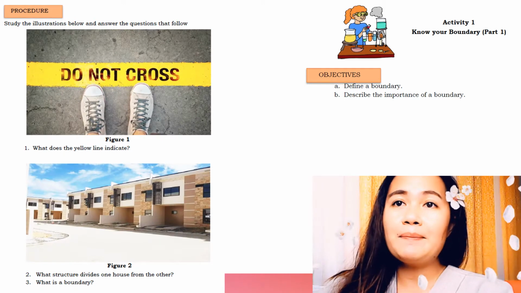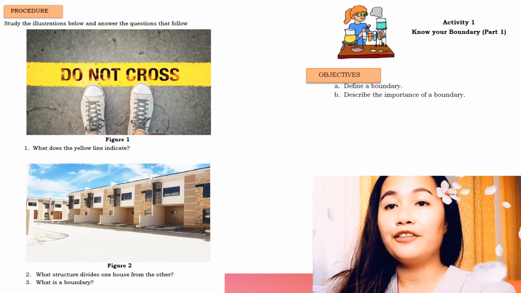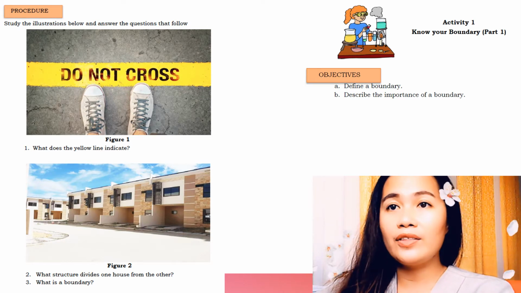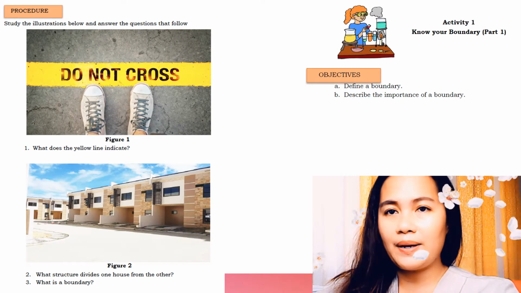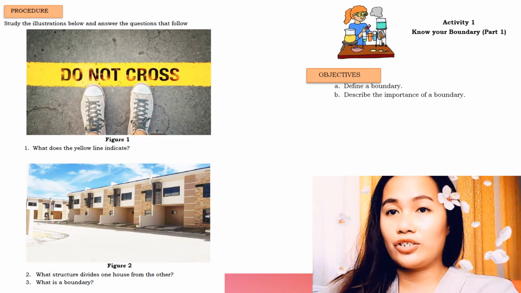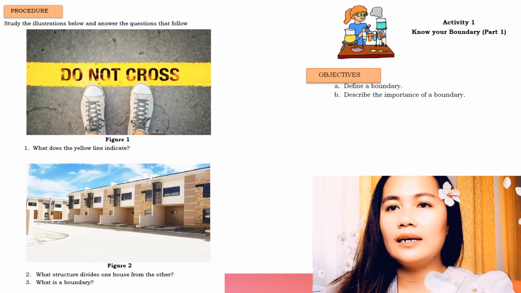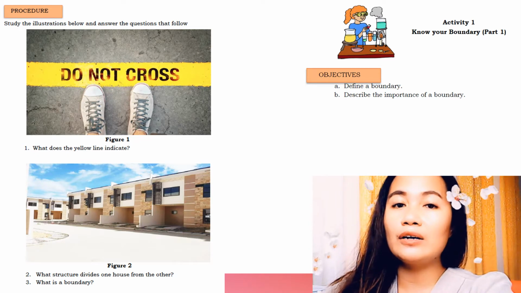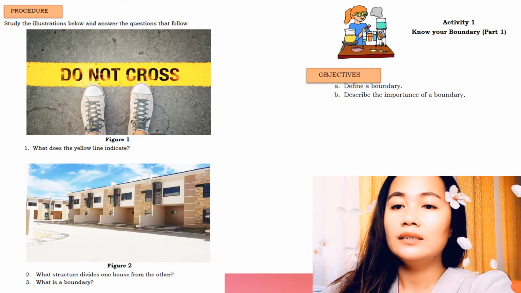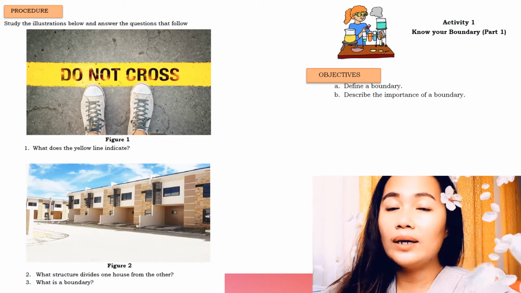So you will simply have to analyze two pictures or illustrations. The first illustration is that of a pavement where there is a yellow line or painting that says do not cross and you are stepping on it. And there is a question. What does the yellow line indicate? The second illustration is a picture of a row of houses with subdivisions or divided. So what structure divides one house from the other? And what is a boundary?